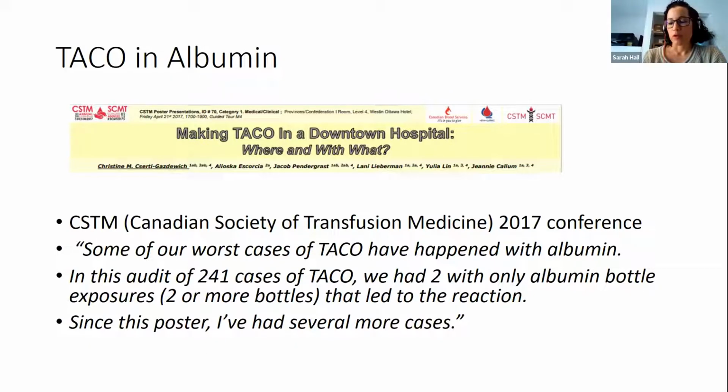So I really wanted to introduce the albumin case to just highlight that albumin can cause TACO, that we are seeing evidence of it, that the case I presented to you is a definite TACO case, just like the RBC case, and that it is not a common finding, but it is something that we can see.